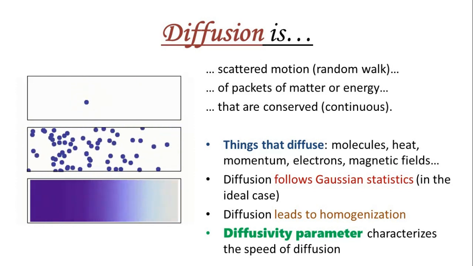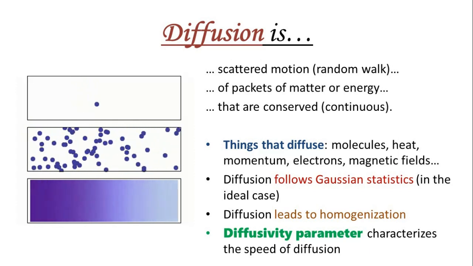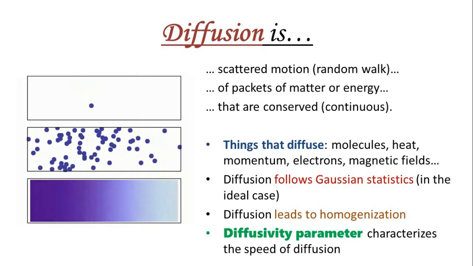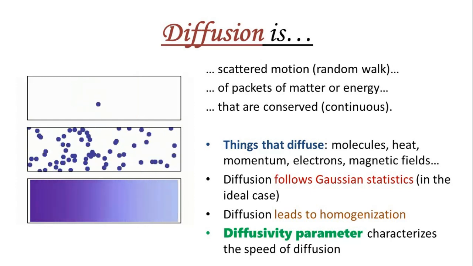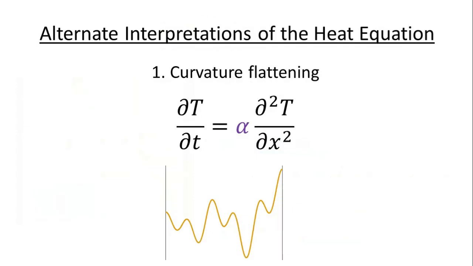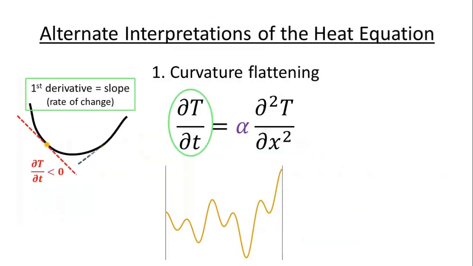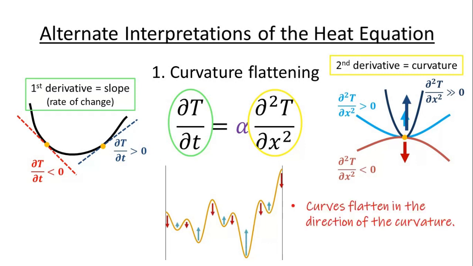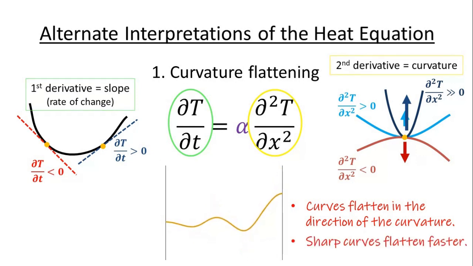It is important to note that this is not the only way to think of diffusivity, nor is it necessarily the most useful. For example, let's quickly review some strictly mathematical interpretations of the heat equation. A first derivative gives the slope of a curve at a certain point. The second derivative gives the curvature, whether the line curves up or down, and how tightly it does so. Thus, the heat equation says that curves in the temperature profile will flatten out over time at a rate defined by the diffusivity, and sharper spikes flatten out faster.